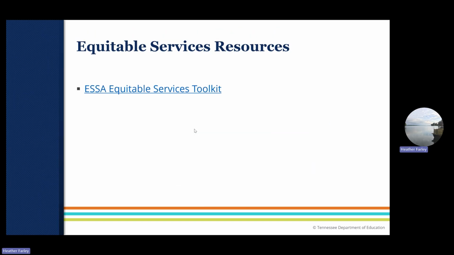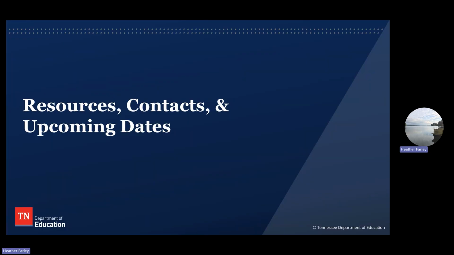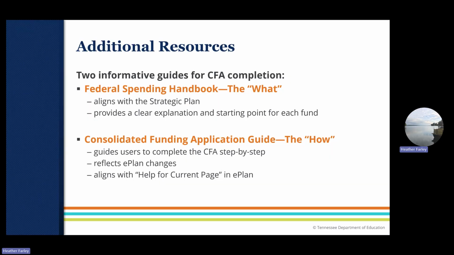And there is an Equitable Services Toolkit that was revised not long ago. And then some other information to assist with the CFA. When you are looking at the CFA and allowability, there is a federal spending handbook. That's kind of the intent of each grant. What are some examples of allowable purchases, as long as they're based on the needs assessment? And then your consolidated funding application guide. That is your how-to. You can take that guide and go step by step to complete the CFA.